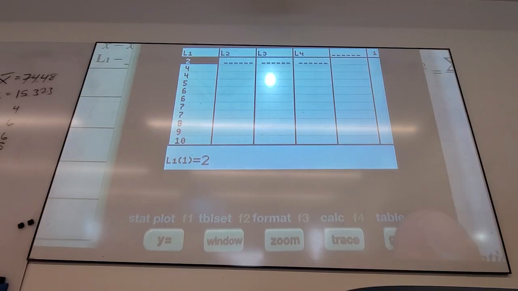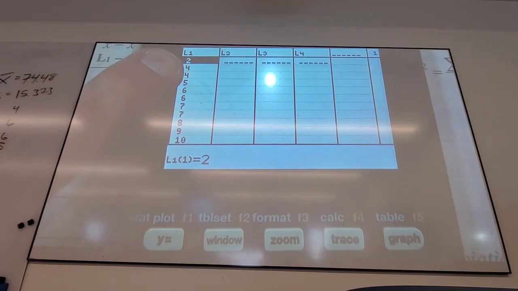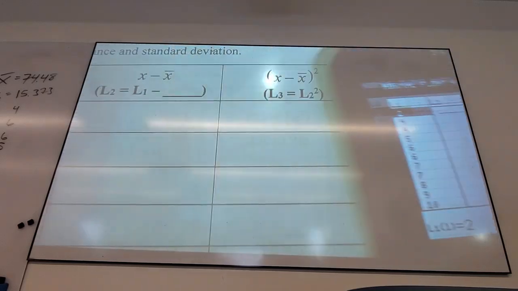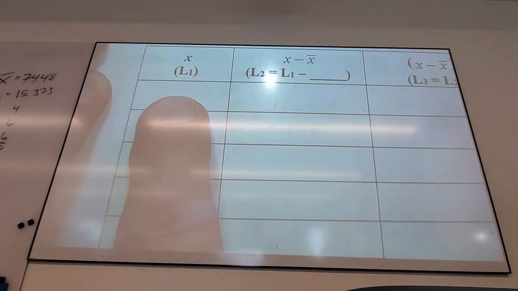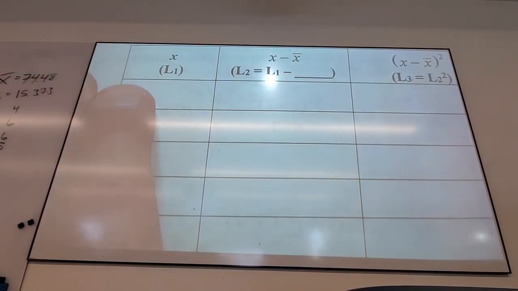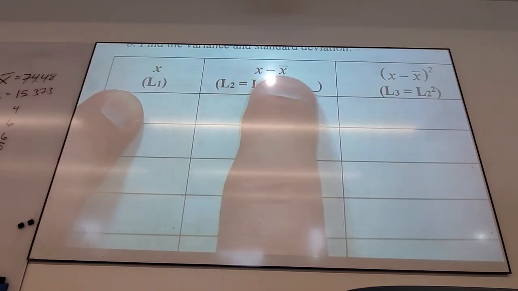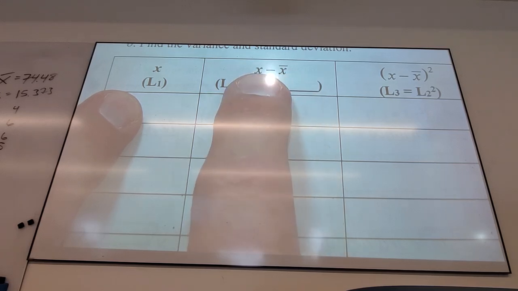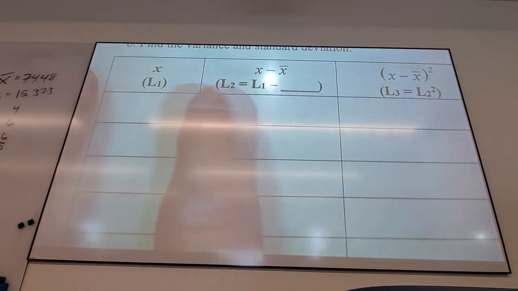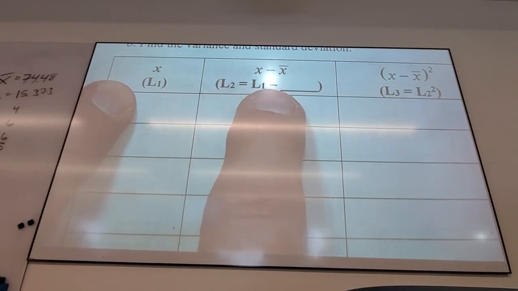Now, let's see. What do these represent? Everything in L1 represents what? What variable, what letter do we use? X. So my X's are in list one. And do you notice how I've got that here? You can put this down here if you want to. Don't I want this to be X minus X bar? And where did you just tell me my X's are? In list one. So don't I want list two to be list one minus the mean?